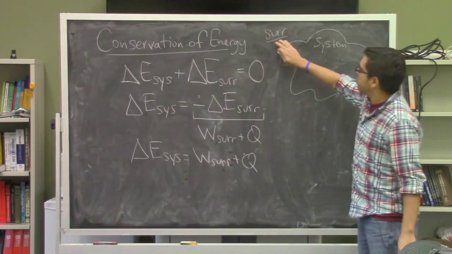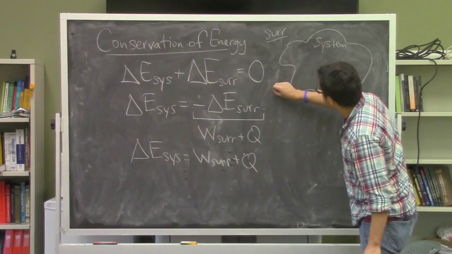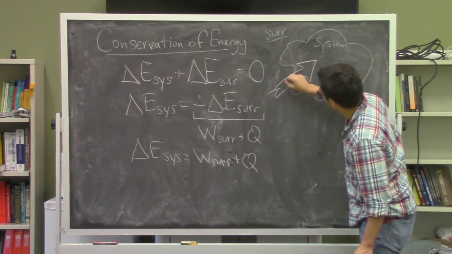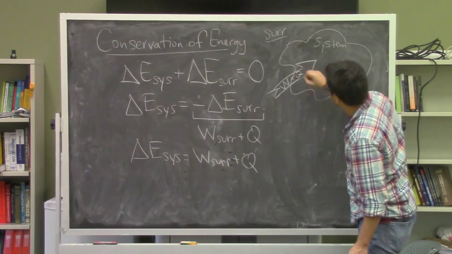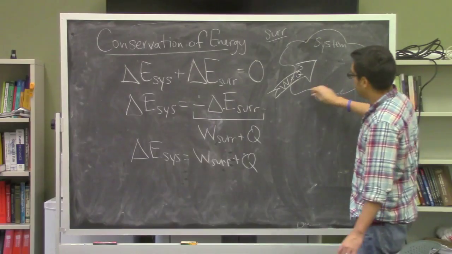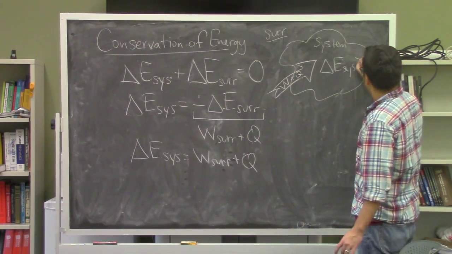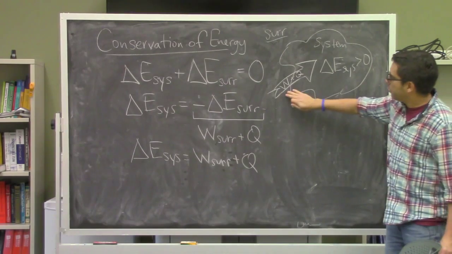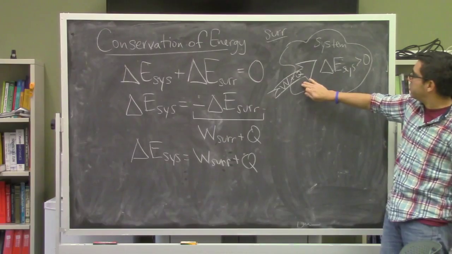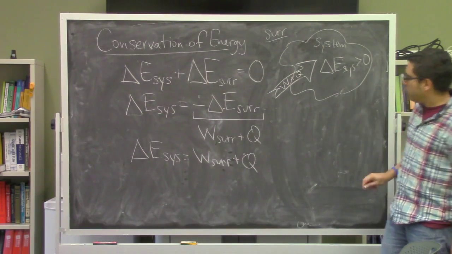So let's take a couple of examples. Let's say I have some system that I've defined, and that the energy that's exchanged is such that there is work that is done by the surroundings, or heat, thermal energy, that is dumped into the system. In that case, this is a situation where the system's energy will increase. So when work is done by the surroundings on the system, or when thermal energy is dumped into the system, there is a positive change in the system's overall energy.